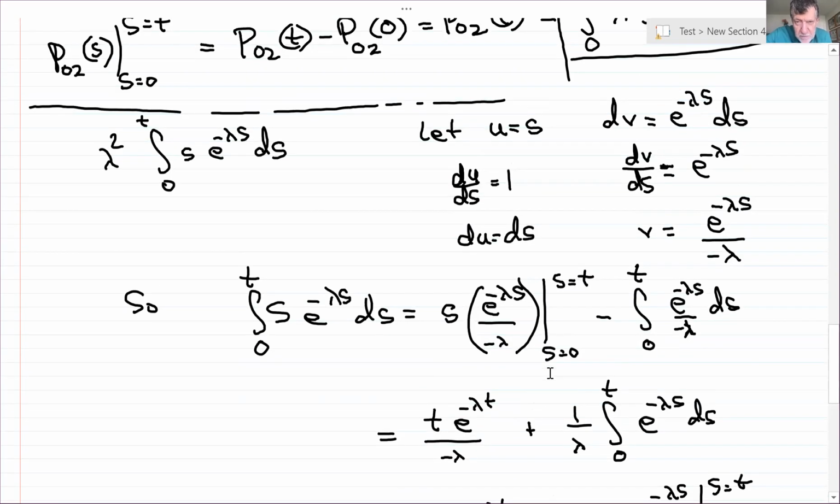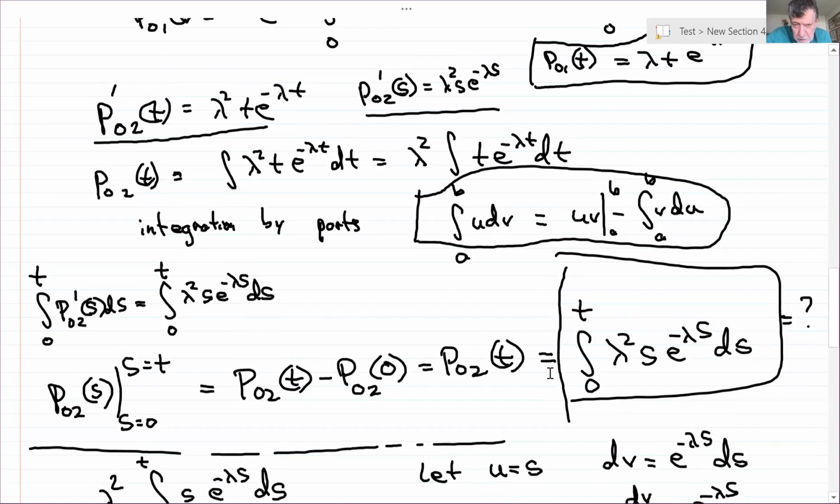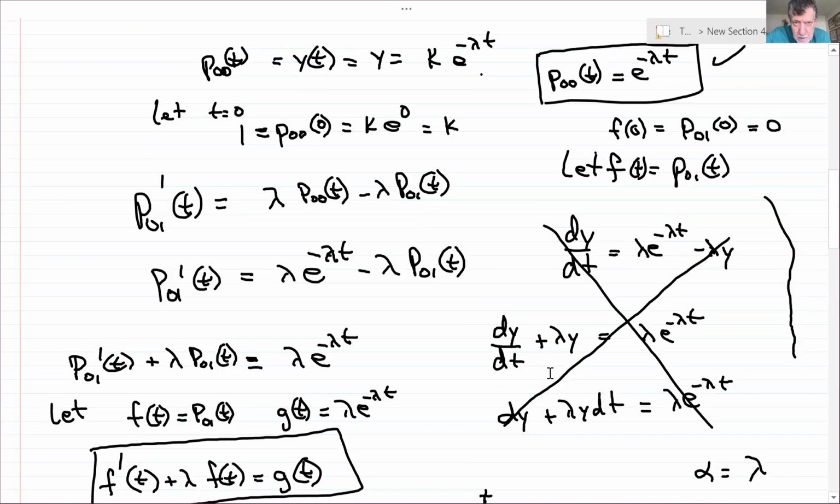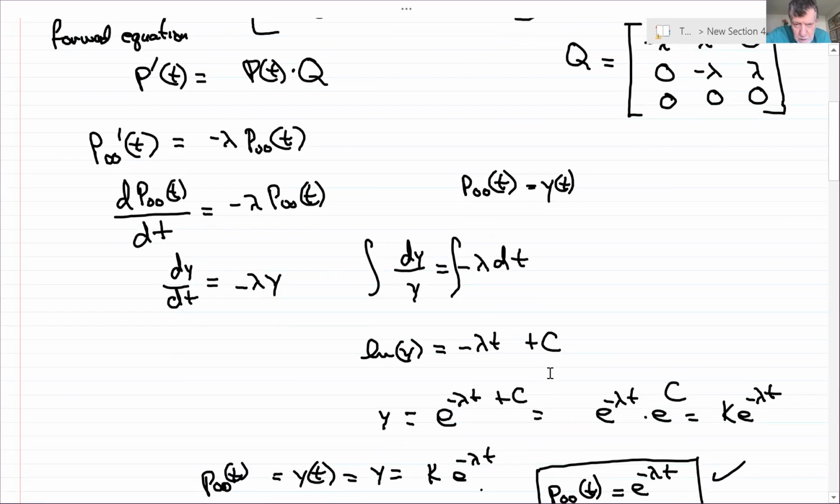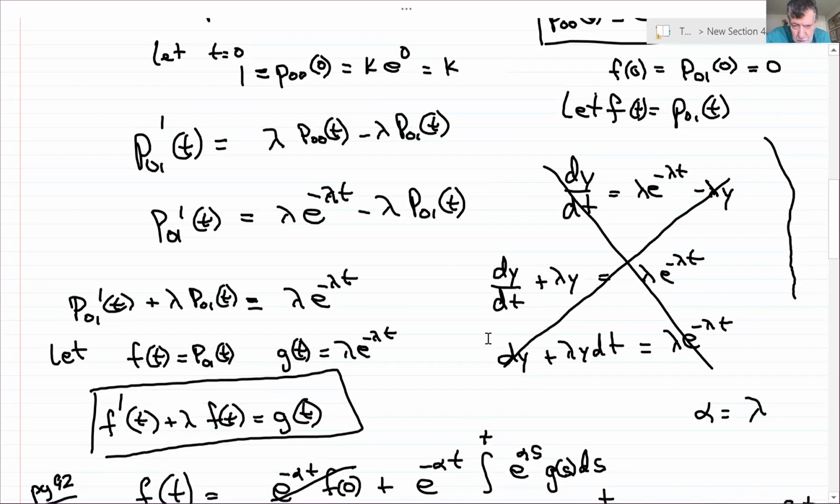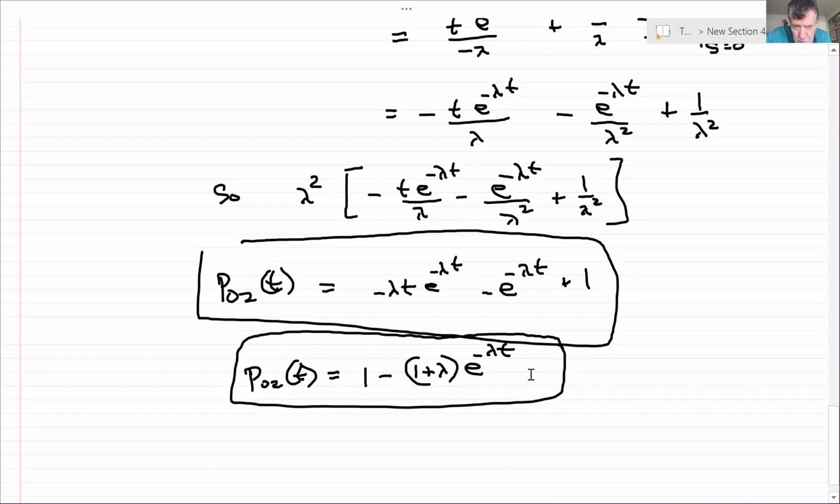Not fun because it's parts. Now, it would be nice to be able to check whether this is right. Let me see. So we think we know this guy, which is the one I said I would do. And I think it's this. Oh, I lost a t. My bad. So when I factored out the e to the minus lambda t, it should be 1 plus lambda t. So there should be a t in here.